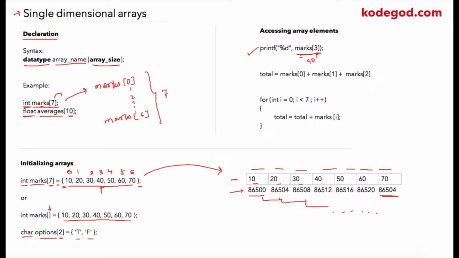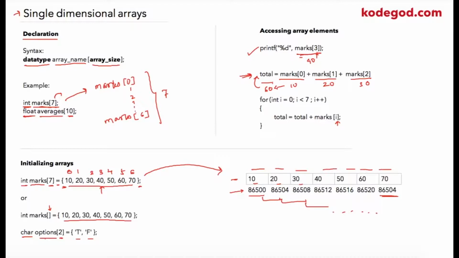So in this statement, the compiler will print 40. Similarly, in this arithmetic statement, marks 0 is representing 10, marks 1 is representing 20, and marks 2 is representing 30. So 60, which is the result of this addition, will be stored into total. You can also traverse array elements using another variable.